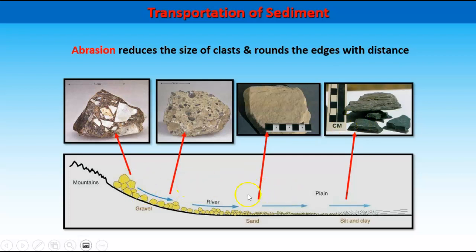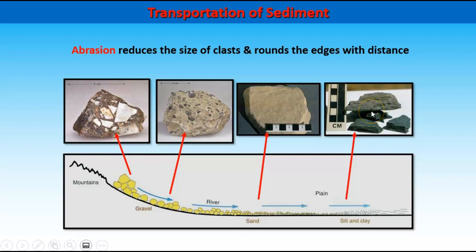So the things this tells us are distance from source as a very general rule, and also energy. So what does that mean? It means that it takes more energy to move big pieces. So this had to be a higher energy environment than this.